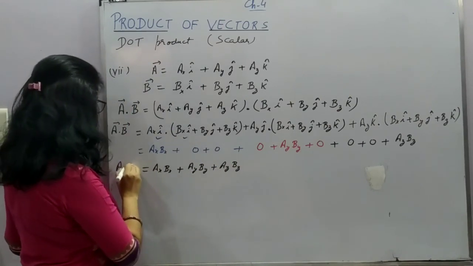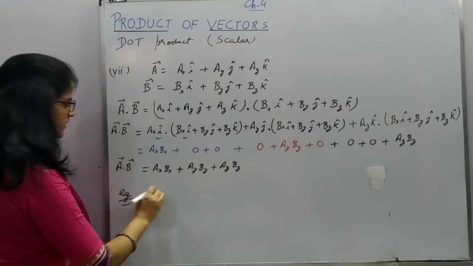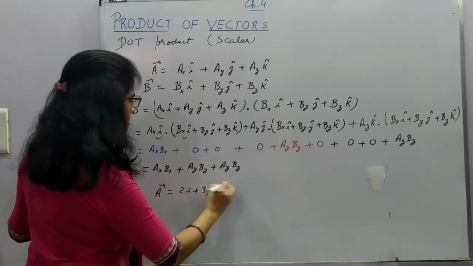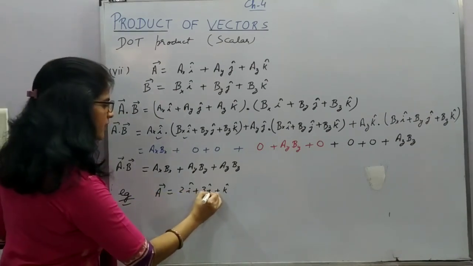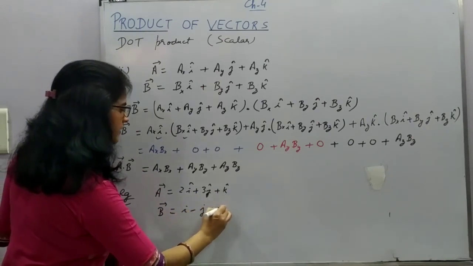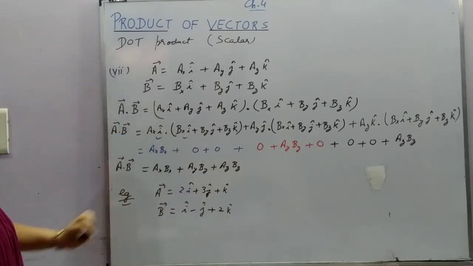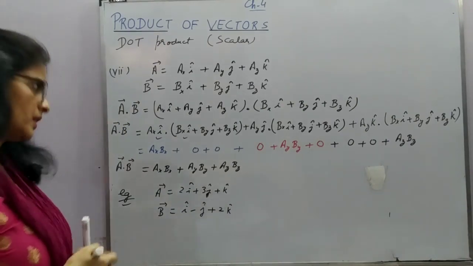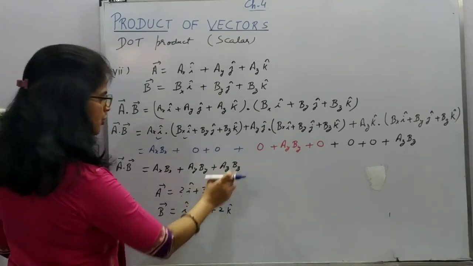Let's take an example to understand how to calculate this dot product. Now let's take a vector, suppose 2i plus 3j plus k. Right? And I have a second vector as i minus j plus 2k, suppose. That's an imaginary vector I have taken. So how can I find this? I know that the coefficients of i are multiplied together, right? The coefficients of j are multiplied together and the coefficients of k are multiplied together.